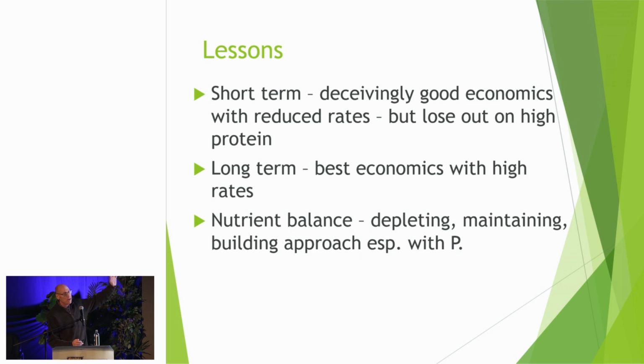So the lessons I see, short term, there's some flexibility there to maybe go with some deceivingly good economics, to go with reduced rates. But the first thing you lose out on is protein when you reduce nitrogen. The other thing is the long-term economics were better with staying the course with the moderate or higher rates. Some of the higher rates are because of some of those high yields being produced.